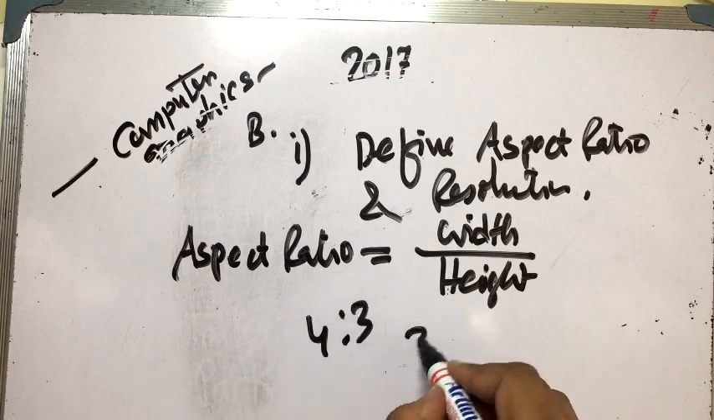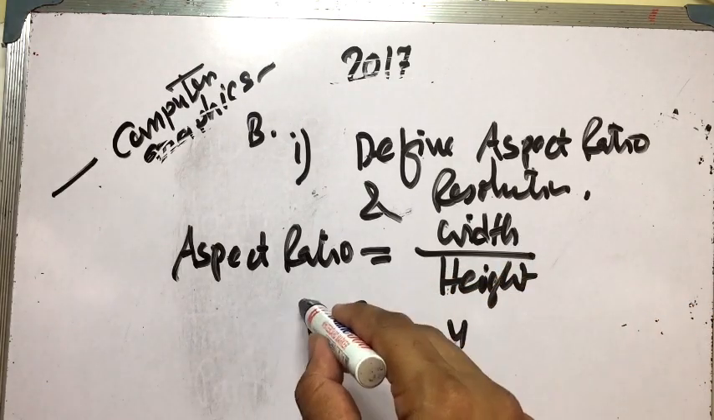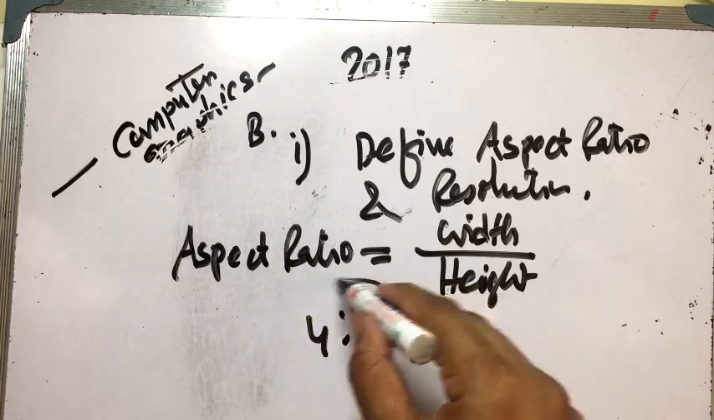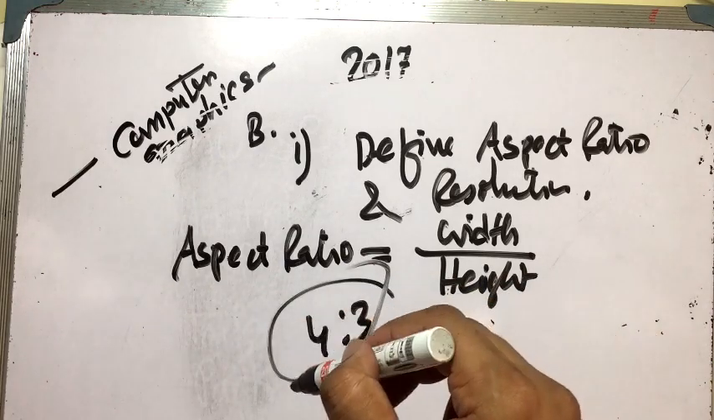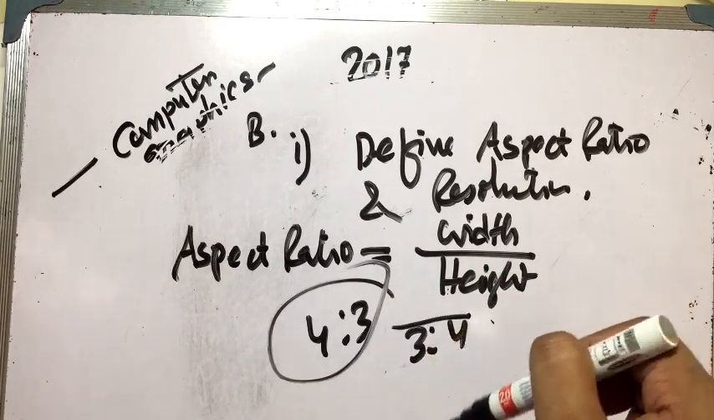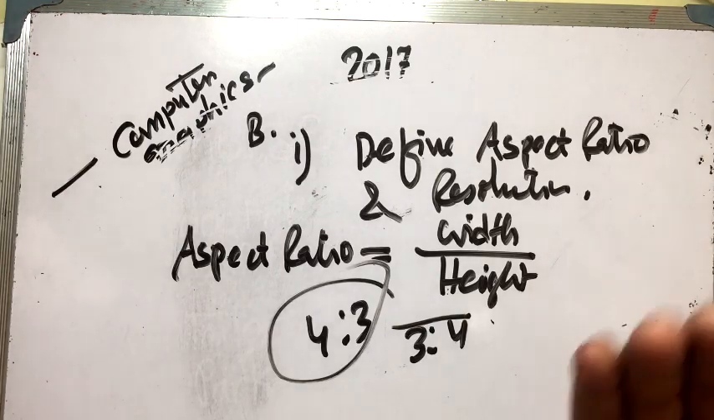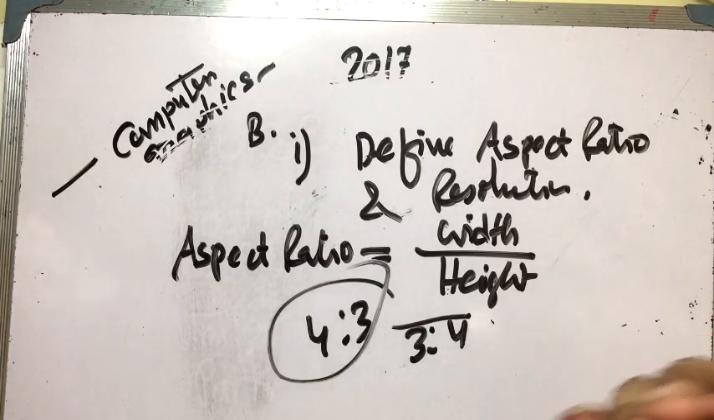It can be 4:3, 3:4 or others. You mean the number of pixels in the horizontal direction divided by the number of pixels in the vertical direction. You can put it this way: horizontal direction and vertical direction, or vertical direction and horizontal direction. So both are true in aspect ratio. So aspect ratio is the ratio between the number of pixels in the horizontal direction and the number of pixels in the vertical direction. You can say vertical to horizontal, horizontal to vertical. This is the aspect ratio.